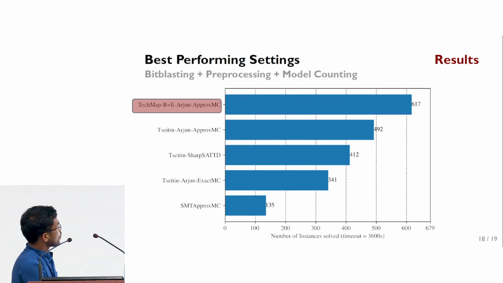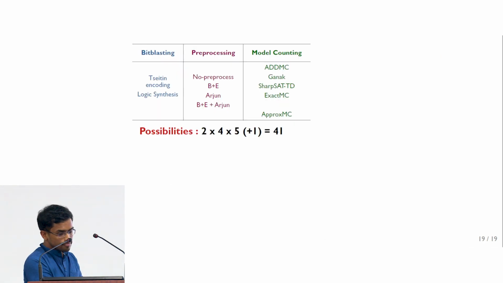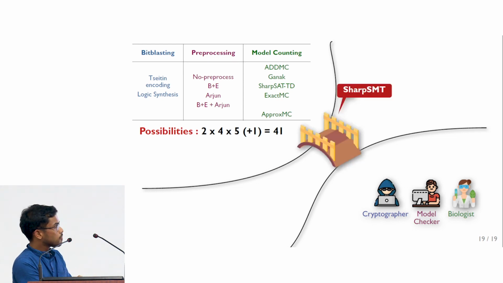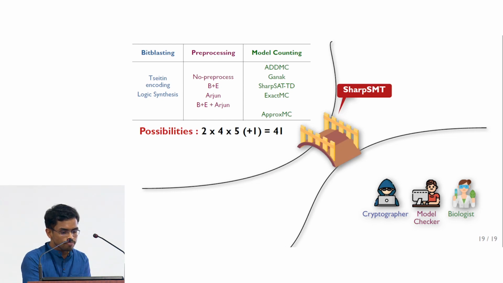To conclude, we have explored all the possible options. We have explored all 41 possible options to model count a bit vector formula, and out of these options, we have found which are the best possible settings. That should make life easier for people from many different domains who can encode their instances to bit vector model counting. For them, our portfolio system SARP SMT can work like a bridge among these practitioners, like developers and users of bit vector model counting. And for them, this should be a helpful thing.